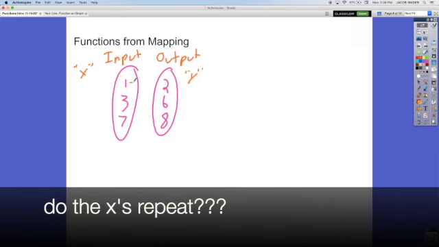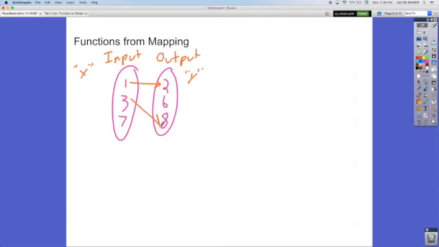So what does that mean then? 1, I plug it into my equation, I get 2. 3, plug that into my equation, I get 8. 7, plug that into my equation, I get 6. So if I just read that to myself, 1 goes to 2, 3 goes to 8, 7 goes to 6. Do any of my x's repeat? Nope, which makes it a function.